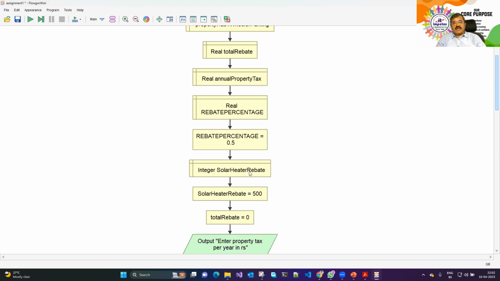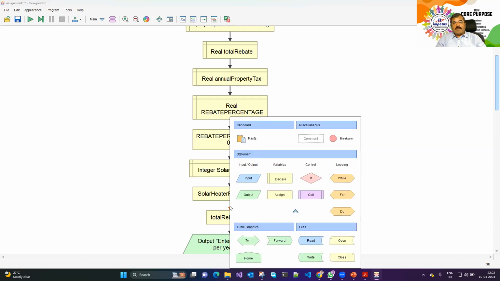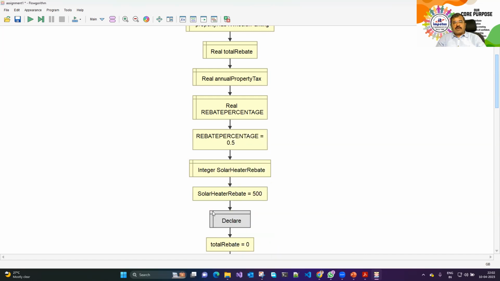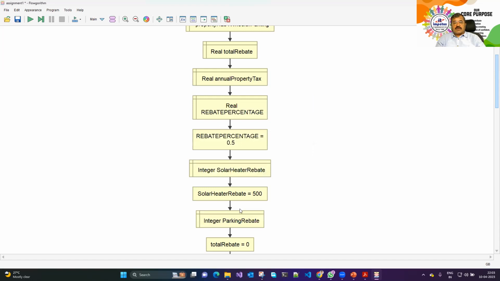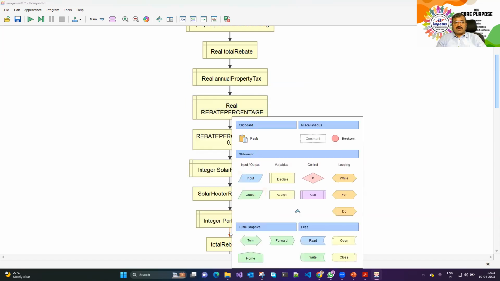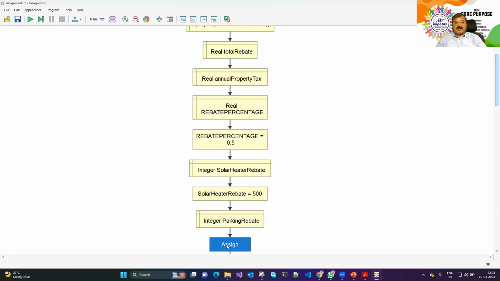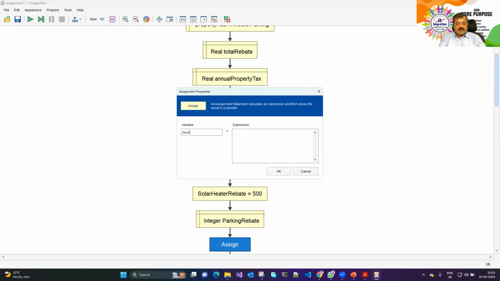We have one as solar heater rebate. We also have to have parking rebate. Say four-wheeler parking rebate, whatever it is, but a parking rebate is something that we'll have to have. So these are two different variables, and I tried to give you all a hint. I said, "Arey, kuch miss ho raha hai aapka." So parking rebate, and this parking rebate was also 500.